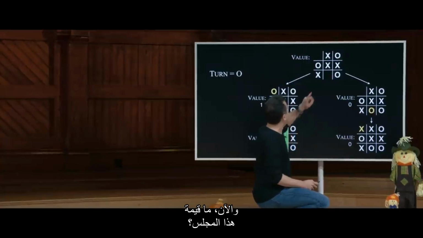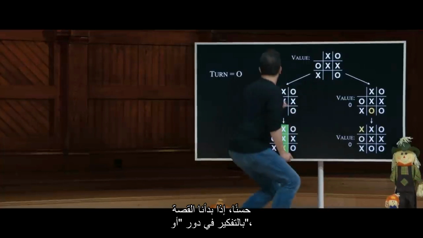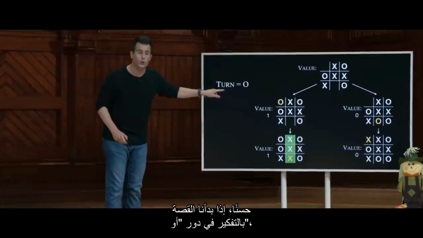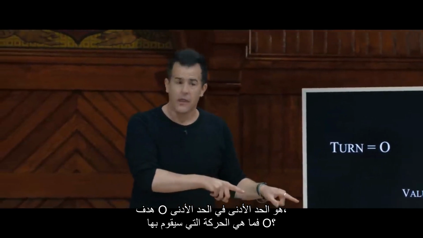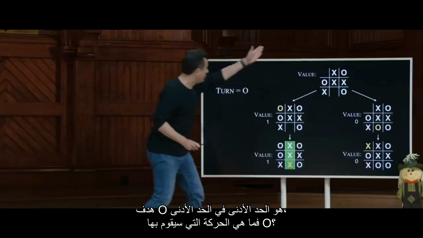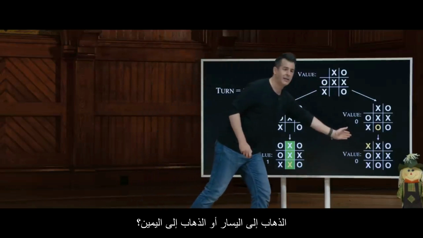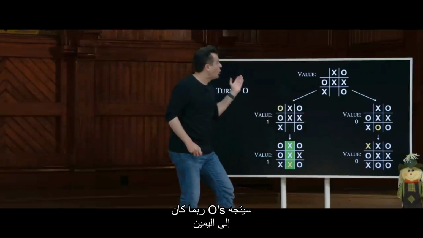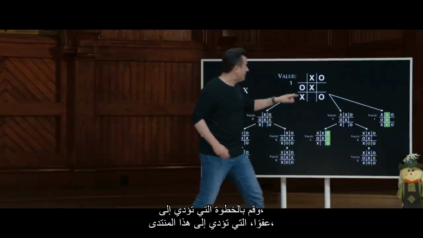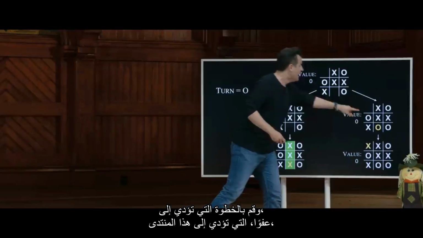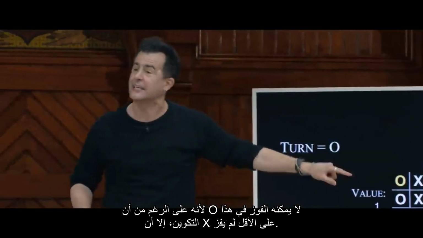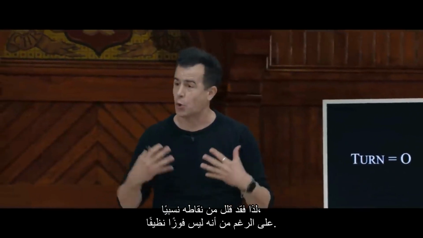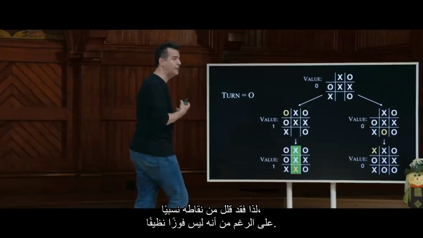And so now, what's the value of this board? Well, if we started the story by thinking about O's turn, O's purpose is the min in minimax, then which move is O going to make? Go to the left or go to the right? O is probably going to go to the right and make the move that leads to this board, because even though O can't win in this configuration, at least X didn't win. So it's minimized its score relatively, even though it's not a clean win.